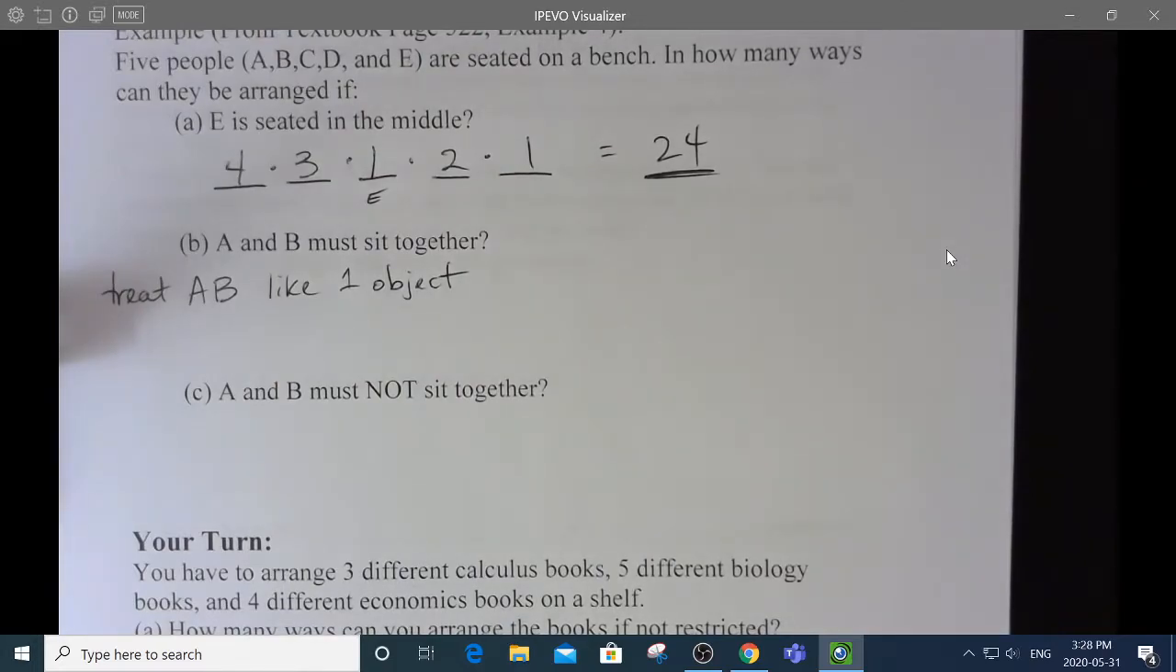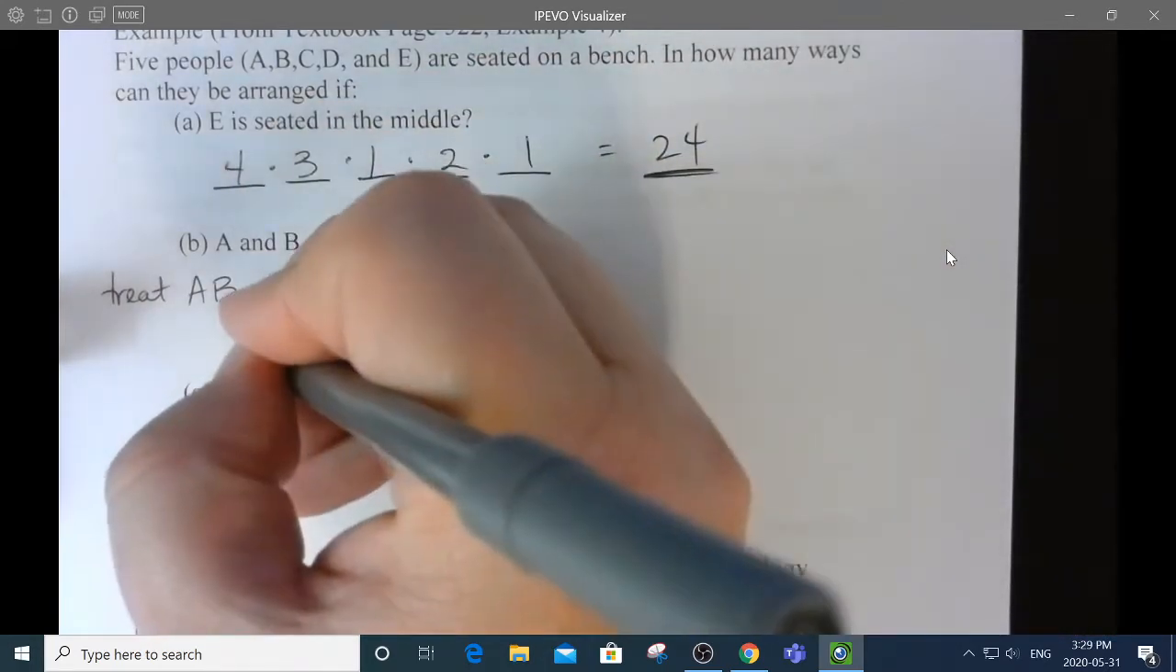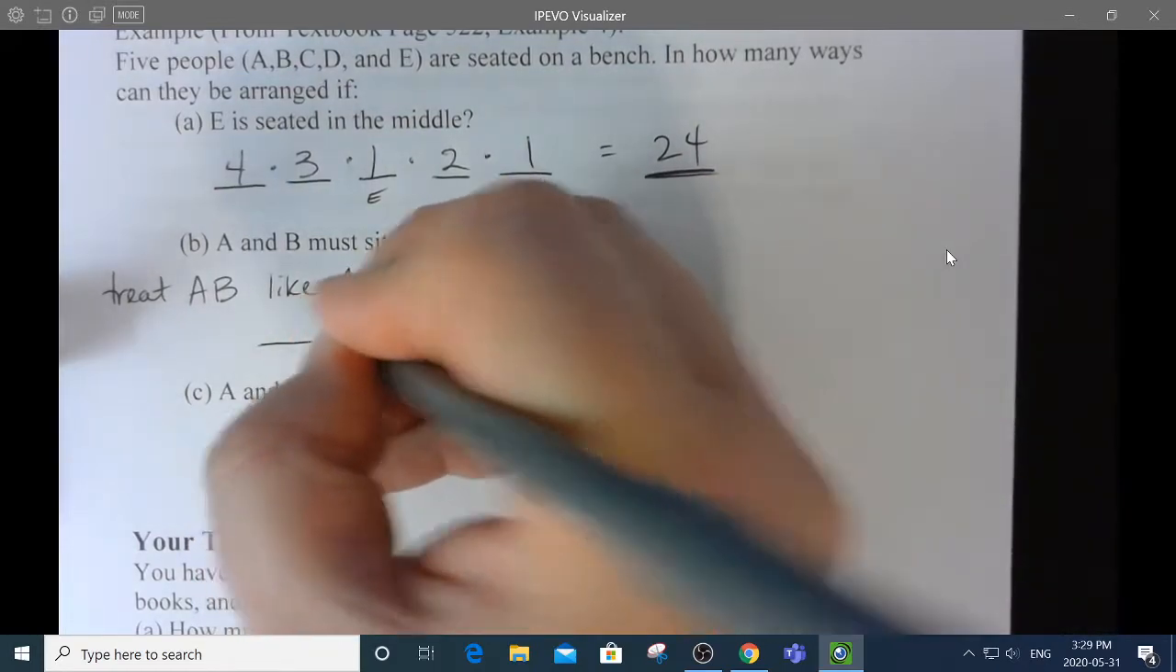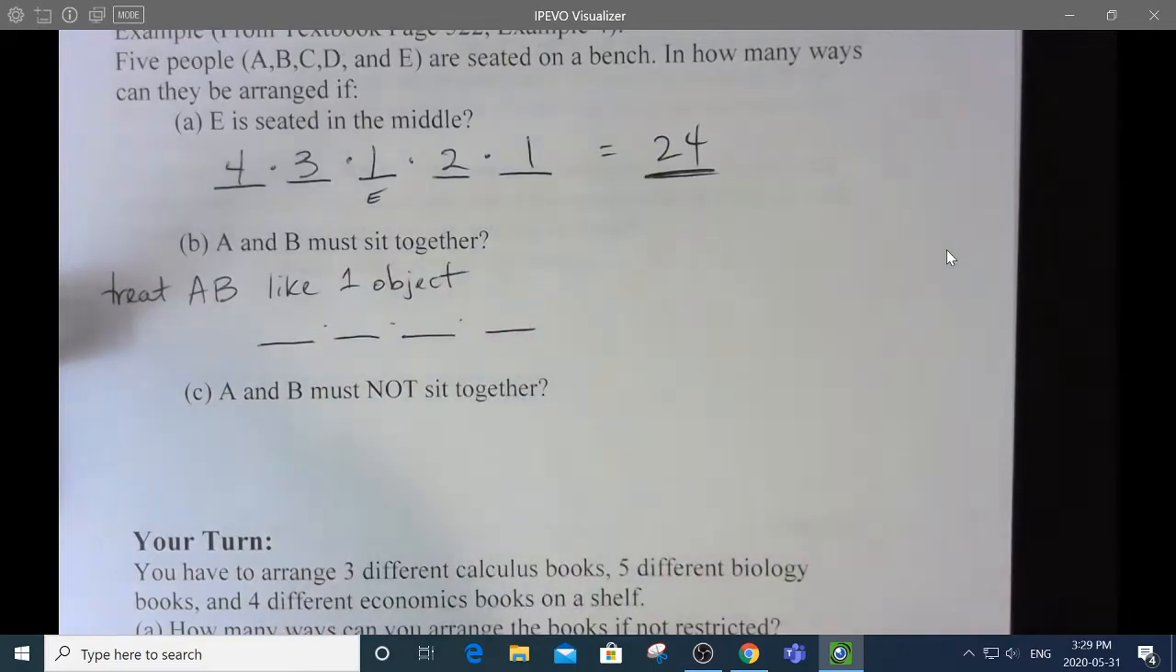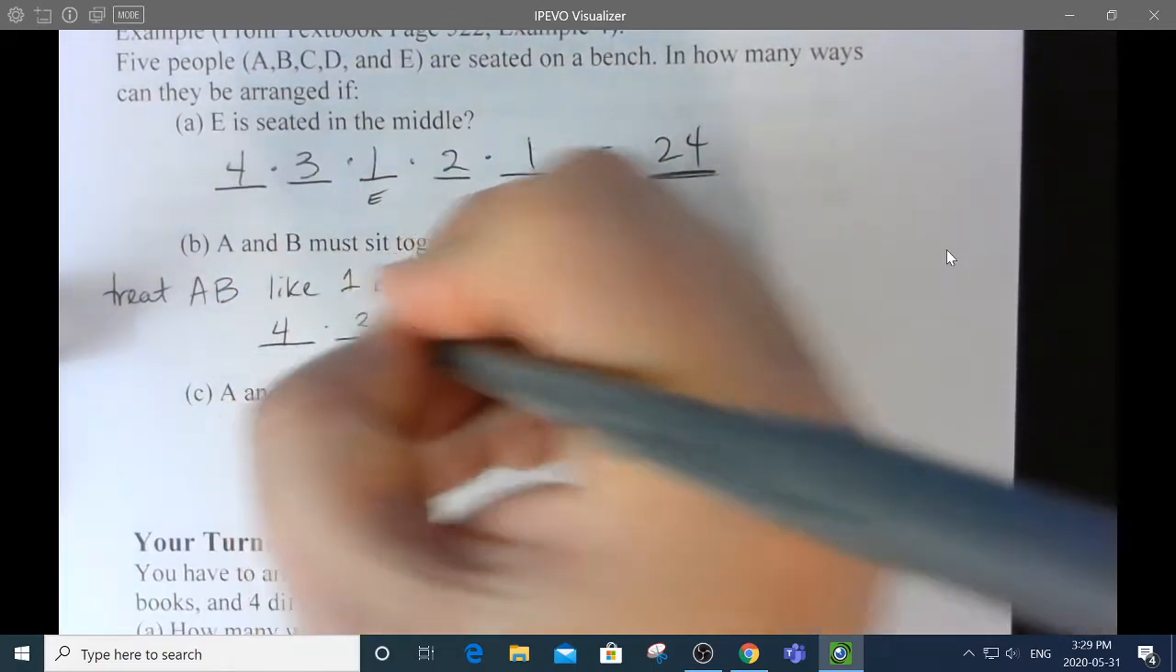We just count them. So treat AB like one object, which means that instead of seating 5 things, I'm seating 4 things, right? And AB could go there, there, there, or there. So there's basically 4 times 3 times 2 times 1.